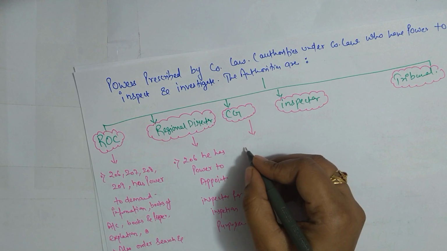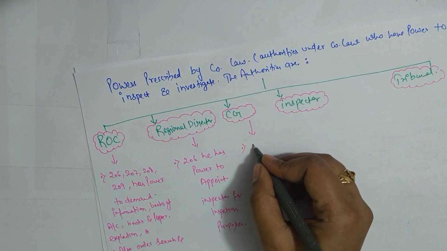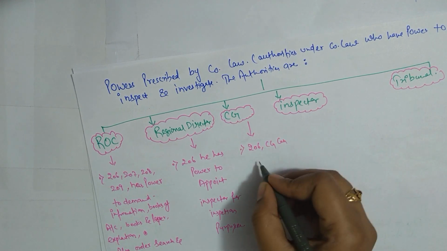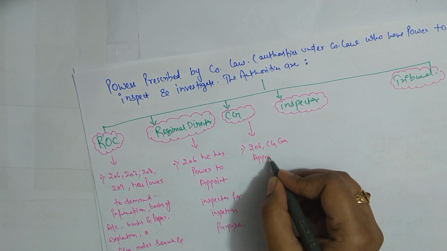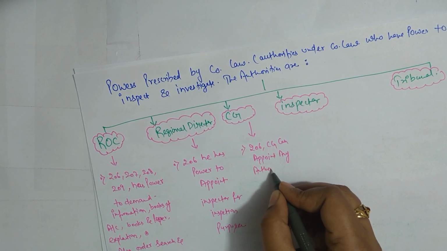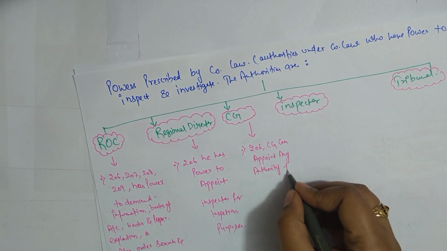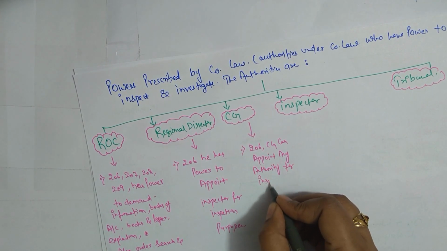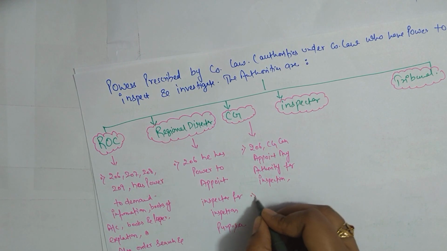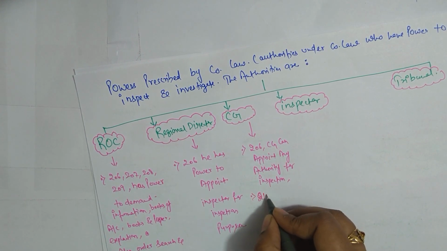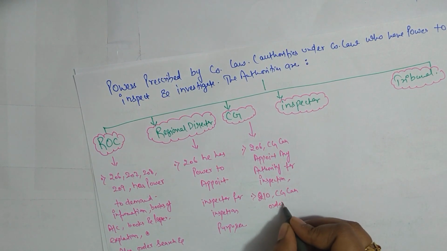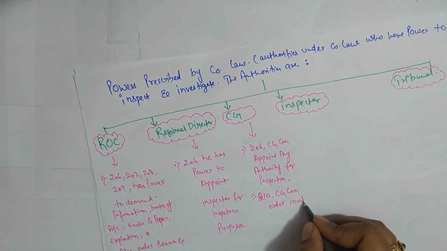Central government. Section 206, CG can appoint any authority for inspection. Under section 210, CG can order investigation.